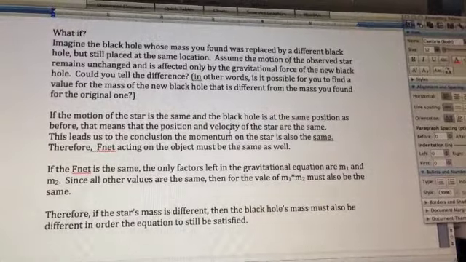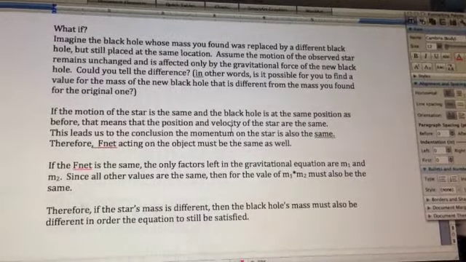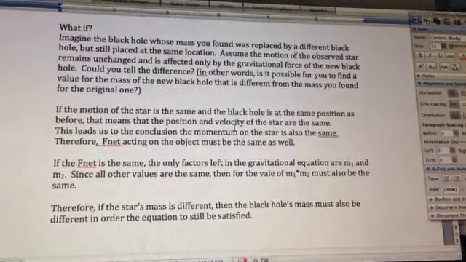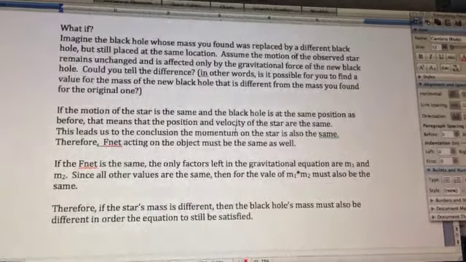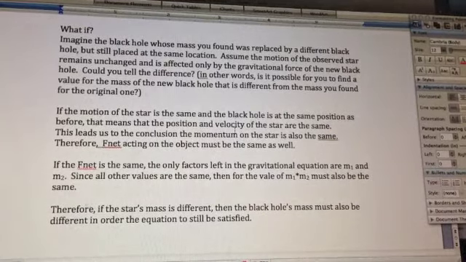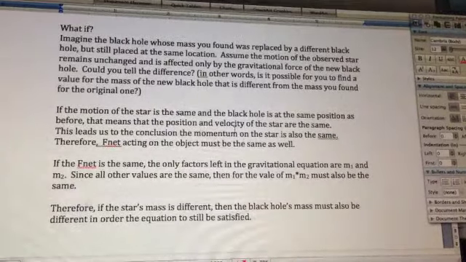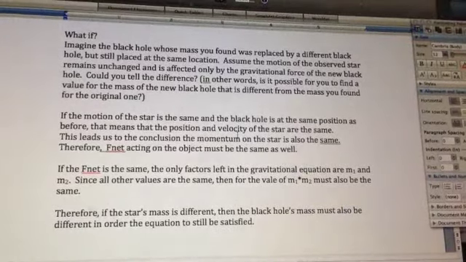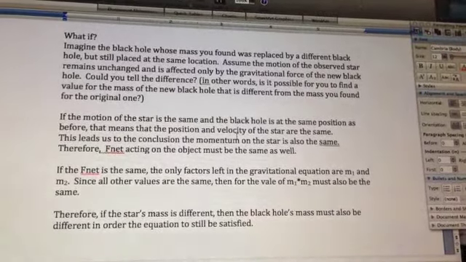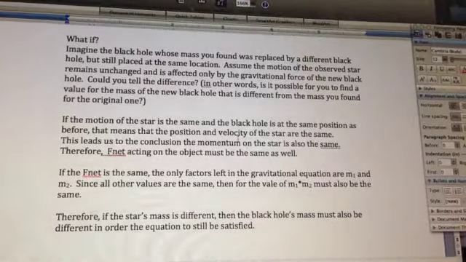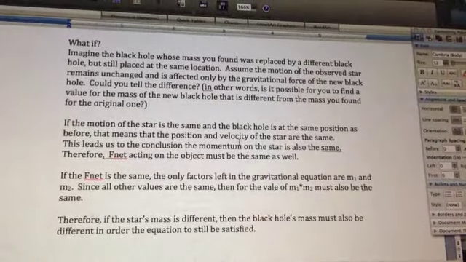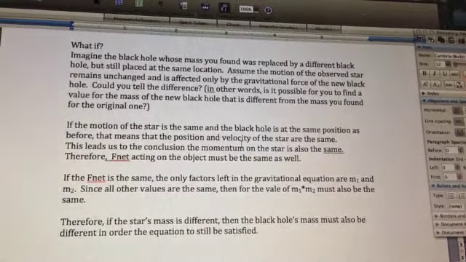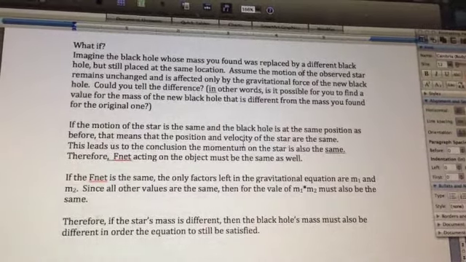What if? Imagine the black hole whose mass you found was replaced by a different black hole, but still placed in the same location. Assume the motion of the observed star remains unchanged and is affected only by the gravitational force of the new black hole. Could you tell the difference? If the motion of the star is the same and the black hole is at the same position as before, that means that the position and velocity of the star are the same. This leads us to the conclusion that the momentum of the star is also the same. Therefore, Fnet acting on the object must be the same as well.